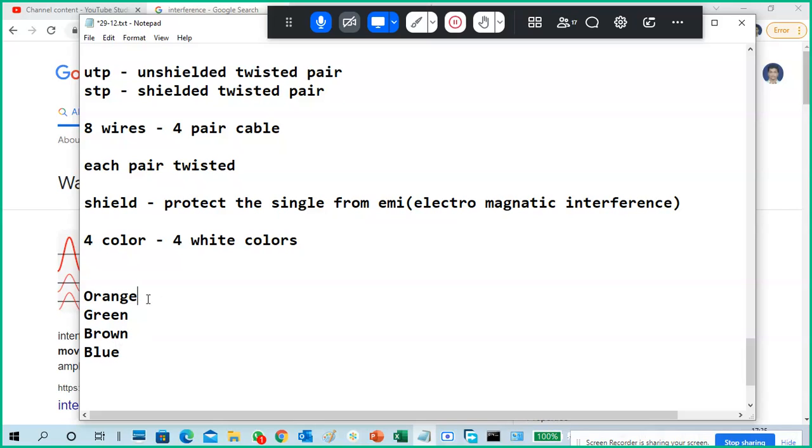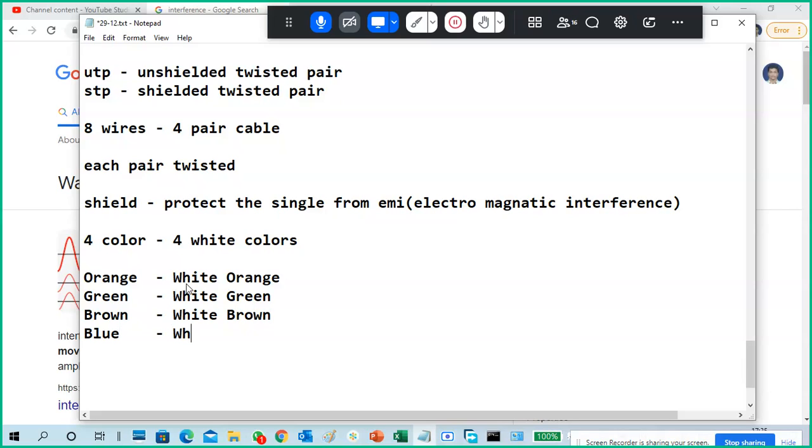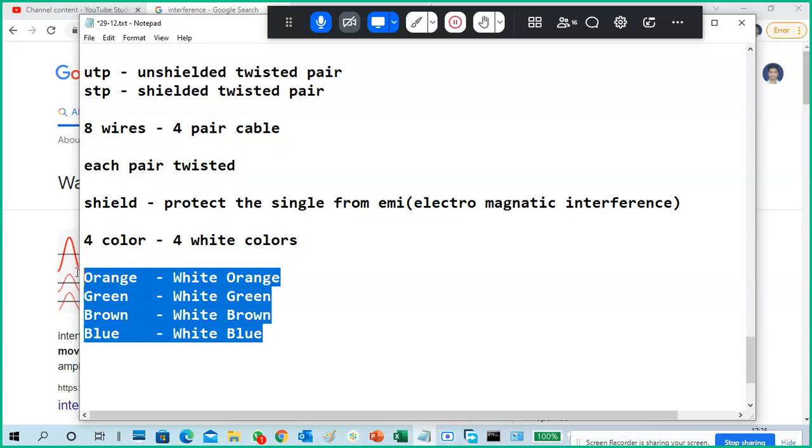Okay, the important colors are orange and green. These two are important colors. Okay, next, the white colors: white orange, white green, white brown, white blue. These are a total of eight wires.